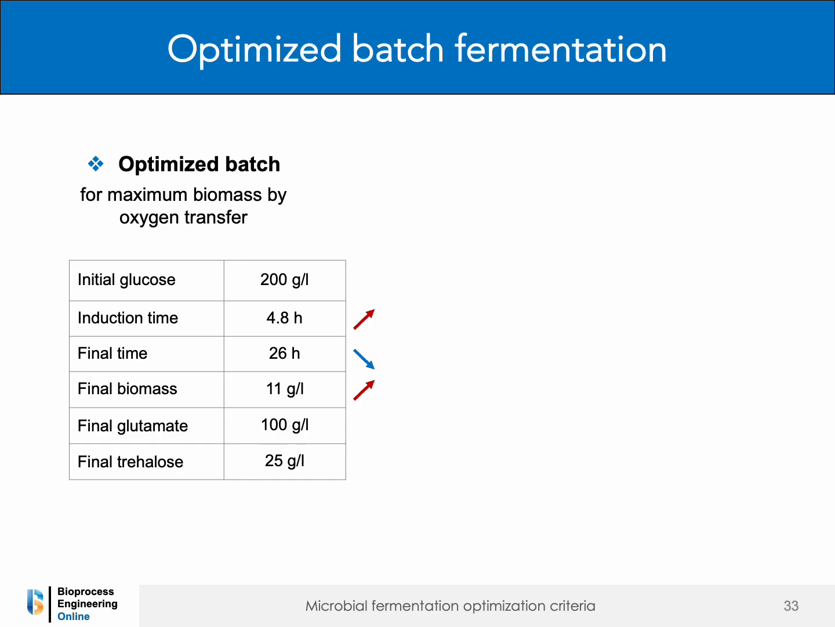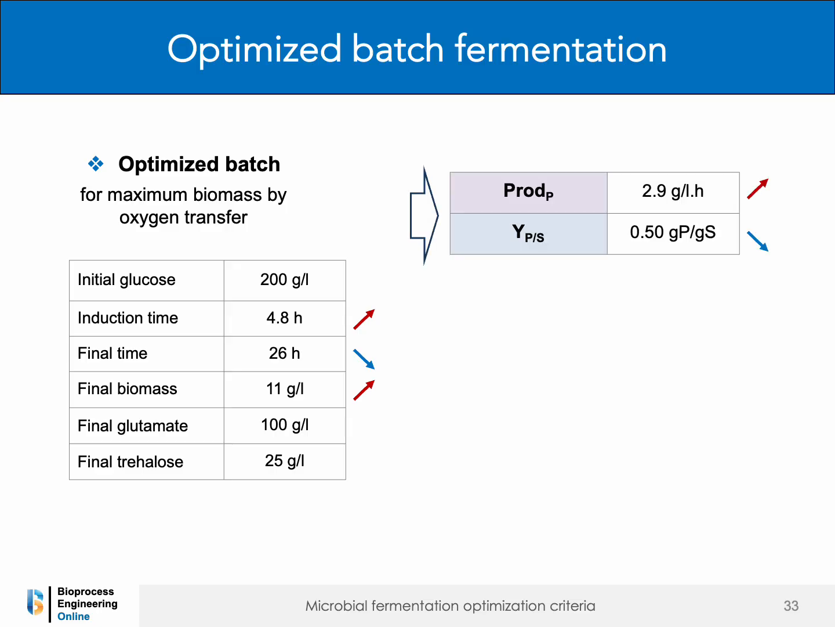When the temperature shift timing is optimized to achieve the highest biomass concentration permitted by the fermenter's oxygen transfer capacity, the batch characteristics become the following. Delayed induction time at 4.8 hours. Higher final biomass concentration, 11 grams per liter. Similar final product concentrations, 100 grams per liter glutamate and 25 grams per liter trehalose. Shorter total fermentation time, 26 hours.